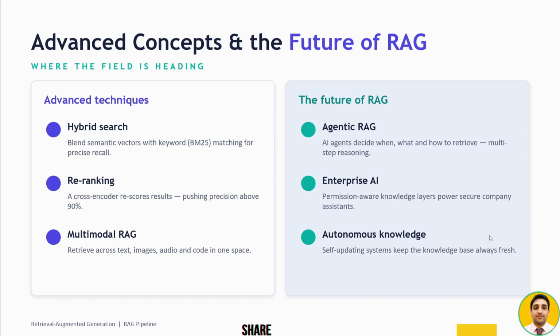Another major trend is enterprise AI, where permission-aware knowledge layers are being built to power secure company assistants that respect who is allowed to see what documents. And finally, there is the concept of autonomous knowledge, where self-updating systems continuously keep the underlying knowledge base fresh without requiring manual intervention.